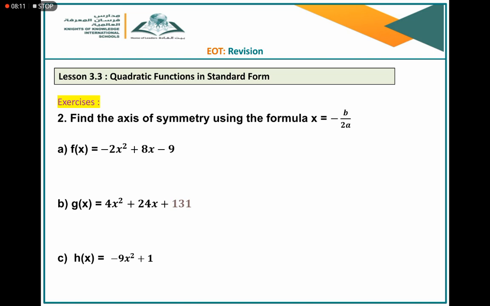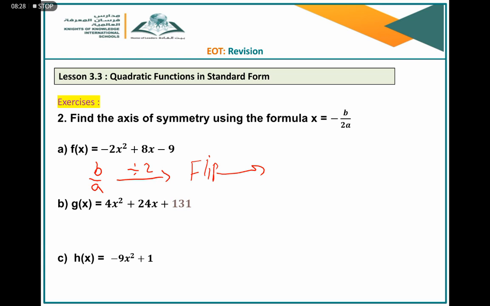Here he asked me to find only the axis of symmetry. The axis of symmetry, we know how: b over a, divide by 2, then flip it. Yes, that's all. Are you happy with that?